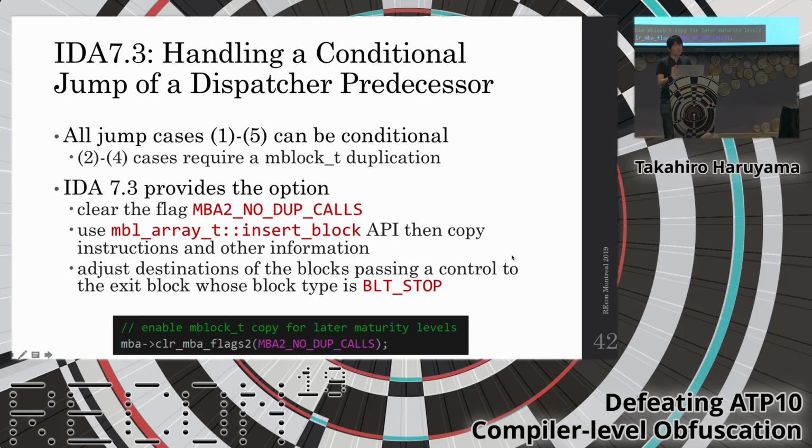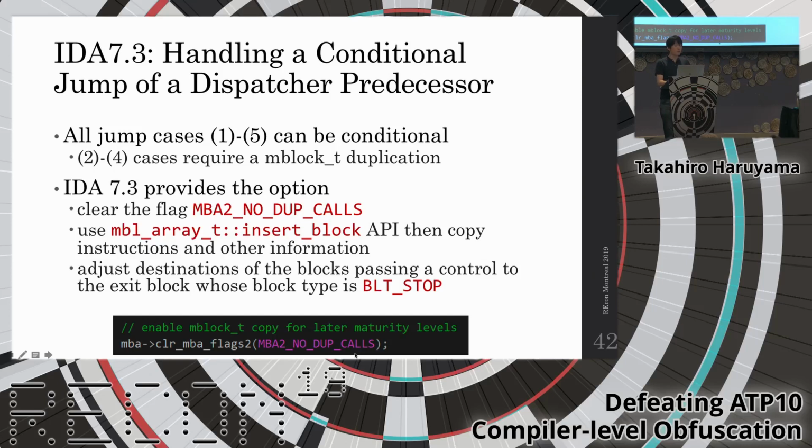The second improvement is handling conditional jumps. All jump cases can be conditional, and 1 and 5 cases are easy to handle, but 2 to 4 cases require a basic block duplication. It was not allowed on IDA 7.2, but 7.3 provides the option, specifically this flag value.